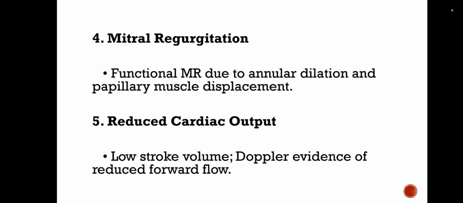The fourth one is the mitral regurgitation. Functional MR due to annular dilation and papillary muscle displacement. So there is an MR which is happening because of the dilatation of the annulus. When the atrium and ventricle get dilated, it dilates the annular portion of the valve.